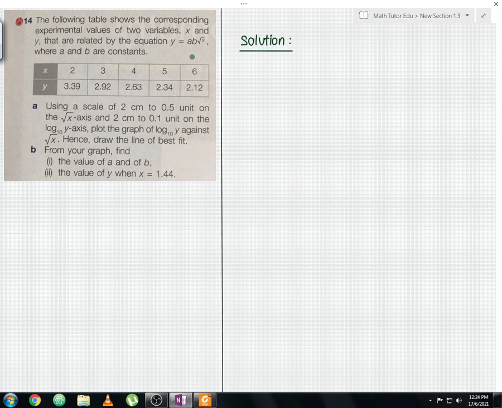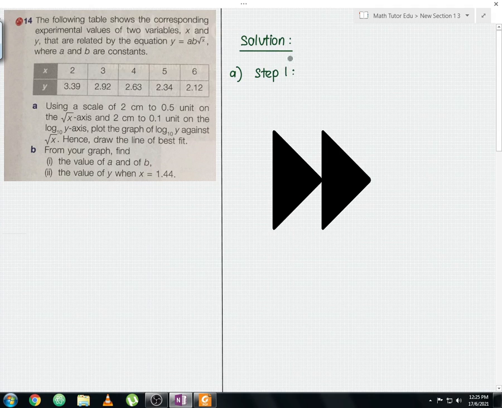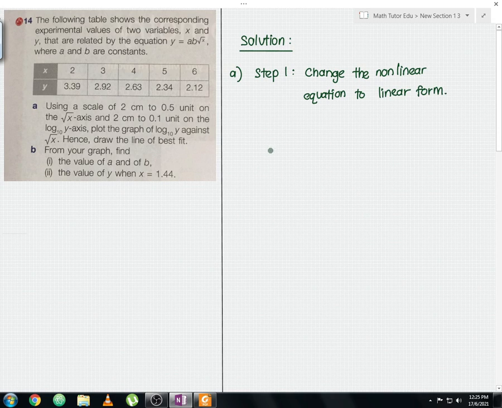Okay, and then once we do that, we create a table consisting of square root x and log 10 y, and once we fill all the data into the table, only then can we proceed to the graph plotting, which is the third step. Okay, so let us write down the working here. So let us write down the non-linear equation here. Given by the question, y equals ab to the power of square root x.